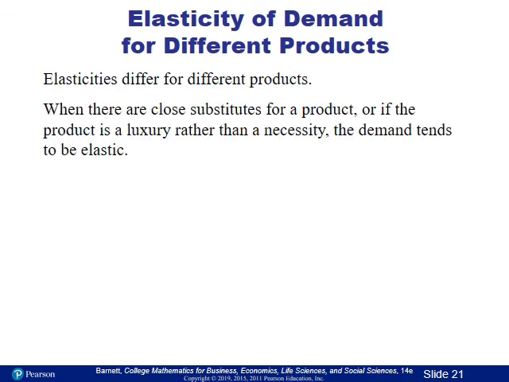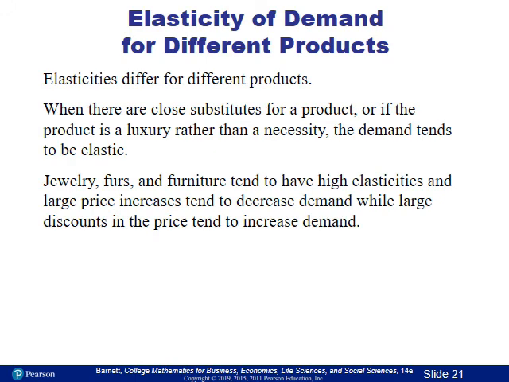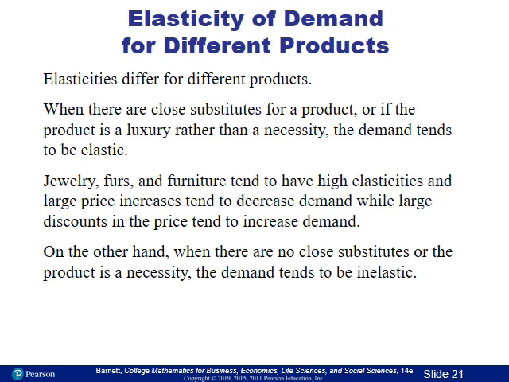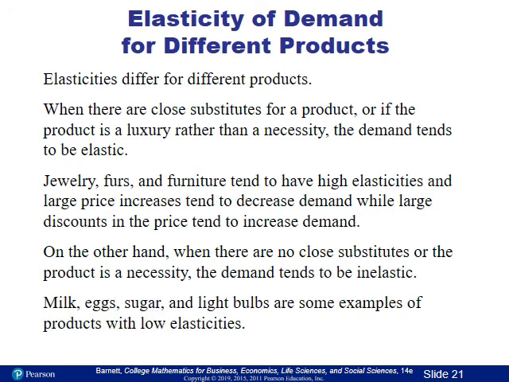Elasticities differ for different products, as I have already explained. When there are close substitutes for a product, or if the product is a luxury rather than a necessity, the demand tends to be elastic. Jewelry, furs and furniture tend to have high elasticities, and large price increases tend to decrease demand, while large discounts on the price tend to increase the demand. On the other hand, when there are no close substitutes or the product is a necessity, the demand tends to be inelastic. Milk, sugar, like I said, these things are very important for your living.